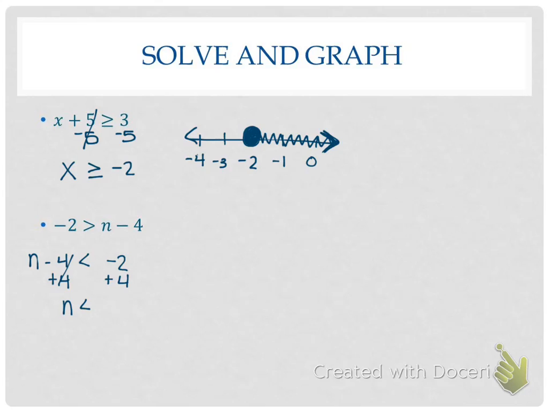N is less than 2. So let's draw our number line, and every problem has to have its own number line. This is not like a coordinate plane where we can sometimes put more than one. You cannot do that with number lines. So am I going to have an open circle or a closed circle? Open over what number? 2. And which direction am I going to shade? To the left.